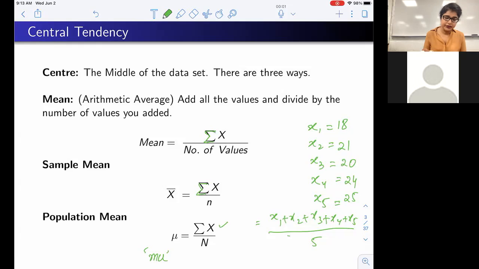It's very important for you to know whether in the question you have been asked for the sample mean or the population mean, because the sigma values and also the n values will change according to the formula. The sample mean and population mean I have defined here.